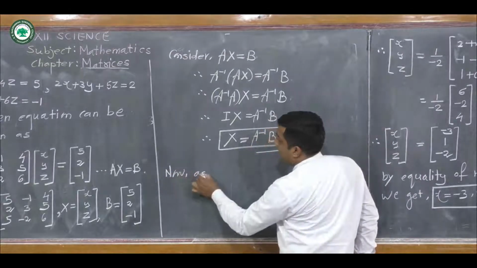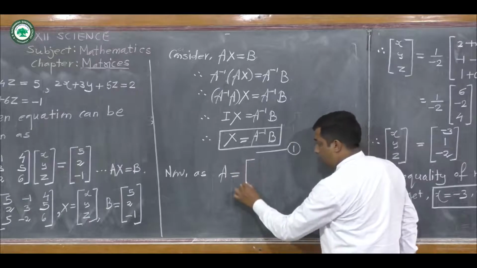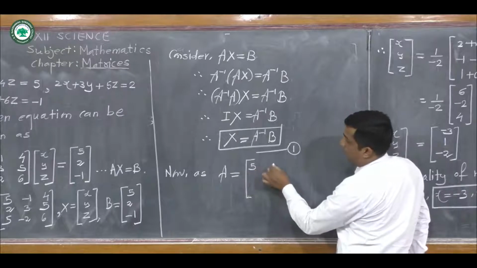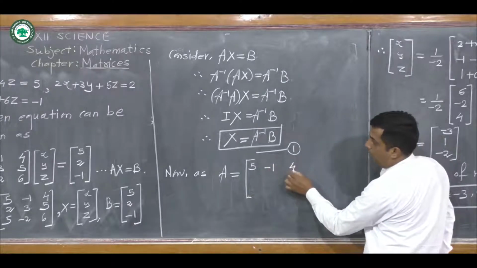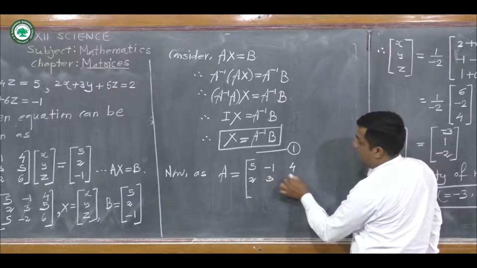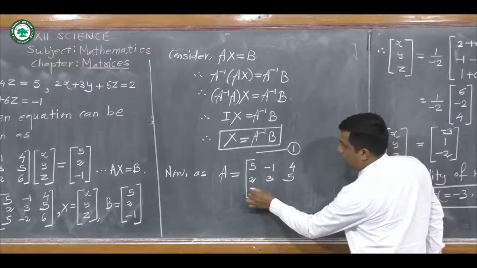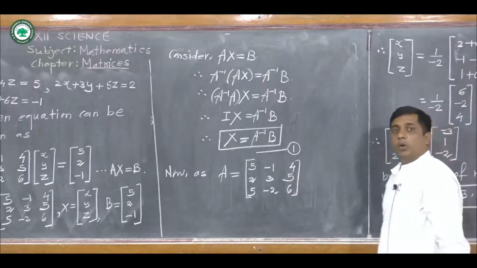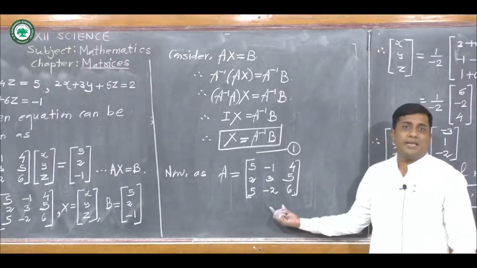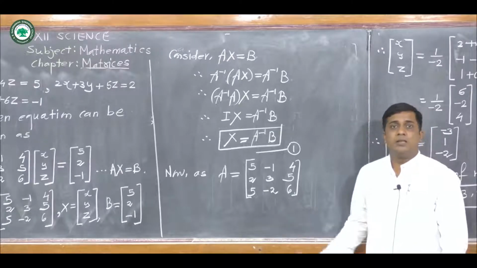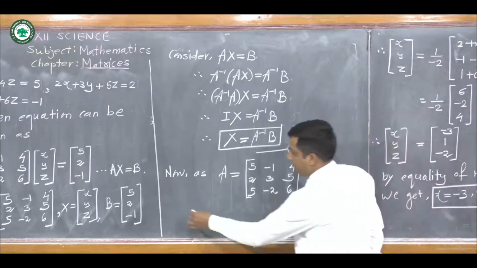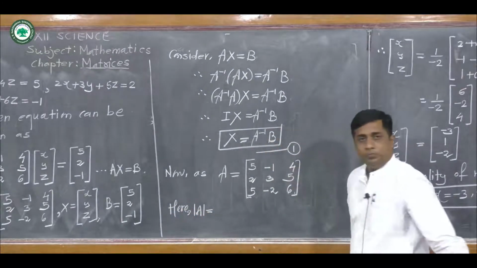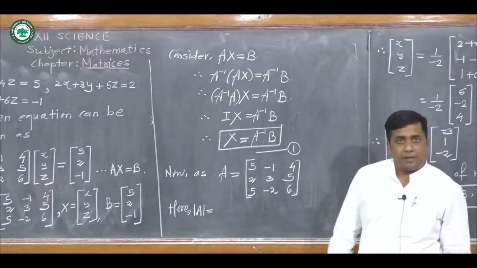Now, as here A is equal to the matrix having elements 5, minus 1, 4, then 2, 3, 5, and for the last row 5, minus 2, 6. Firstly, we check whether the inverse of the given matrix exists or not. And to check this, we find the determinant of A. Here, the determinant of A is equal to, here we consider the first row to find the determinant.